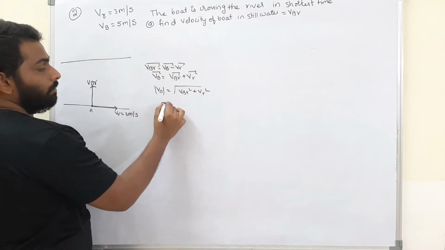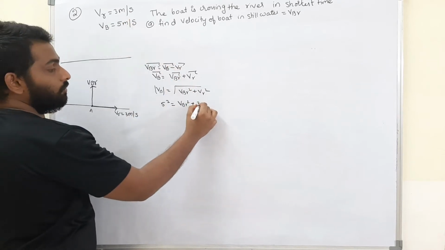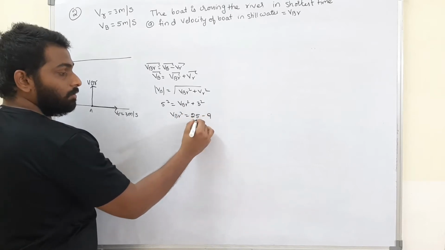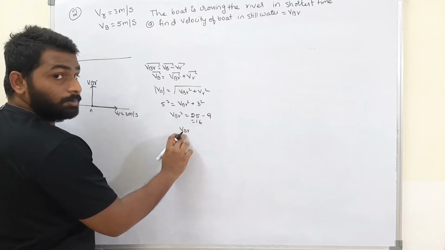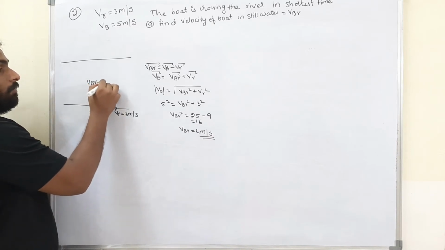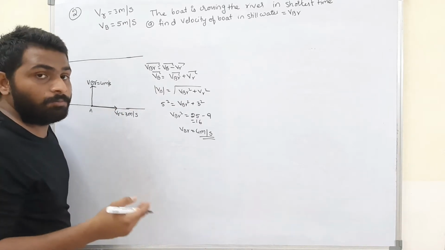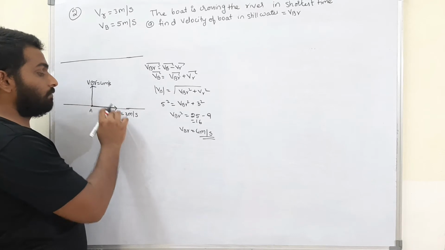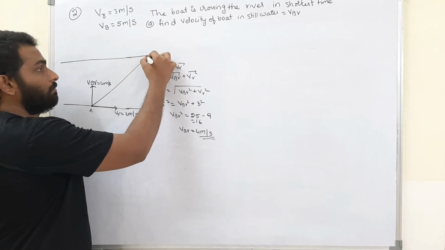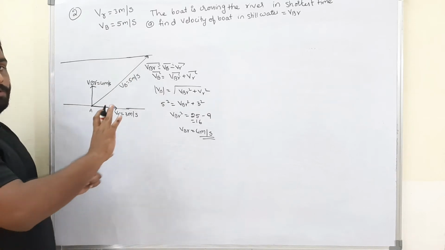Therefore, VB is given as 5. 5 square is equal to VBR square plus VR square, 3 square. Therefore, what is VBR? VBR square is 25 minus 9, that is 16. Therefore, the velocity of boat with respect to river is 4 meters per second. Now, in which direction is the velocity of boat? The velocity of boat is the resultant of these two vectors. Therefore, the resultant will be in this direction. That is the velocity of boat, which is given as 5 meters per second. I think now it is clear.